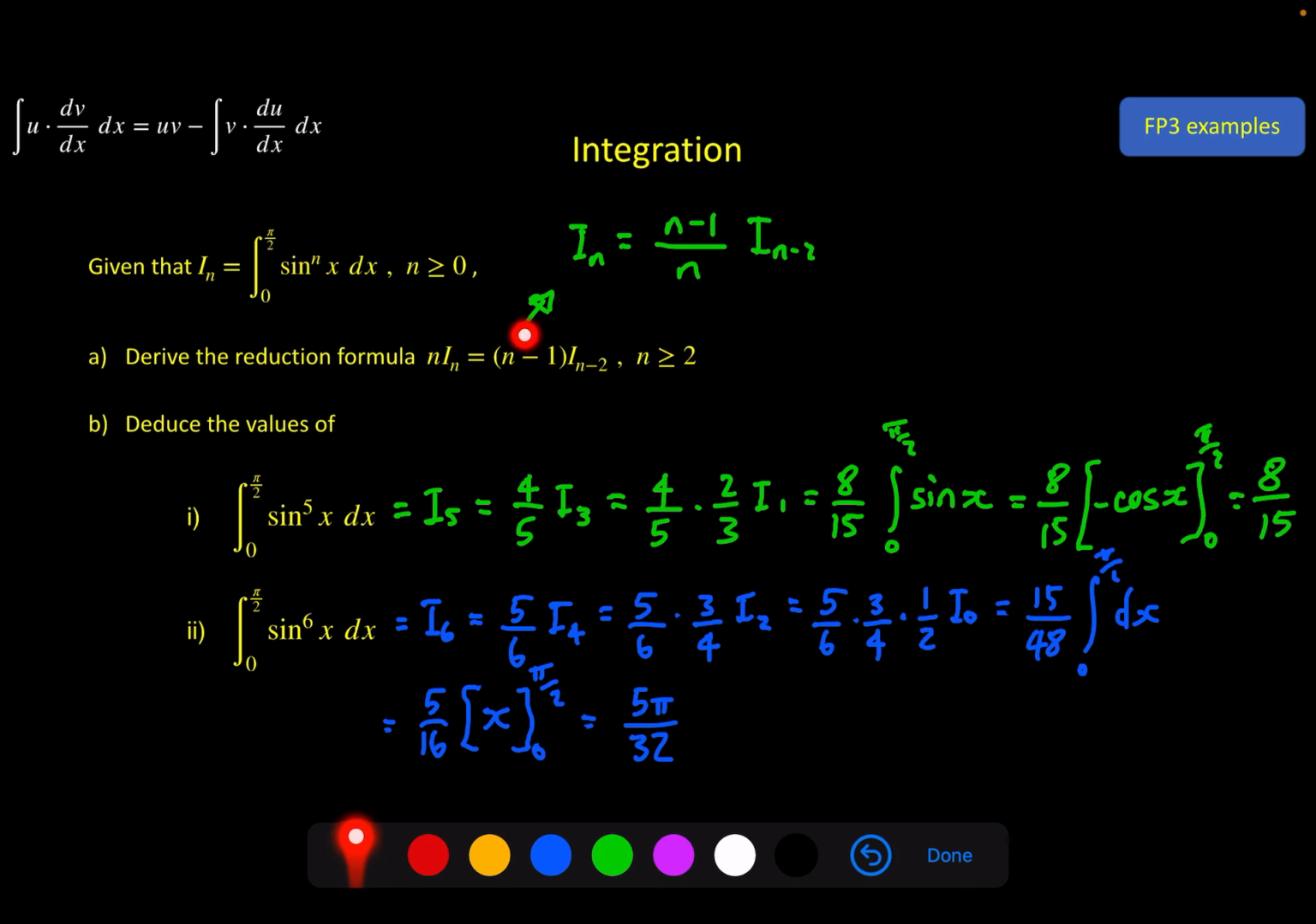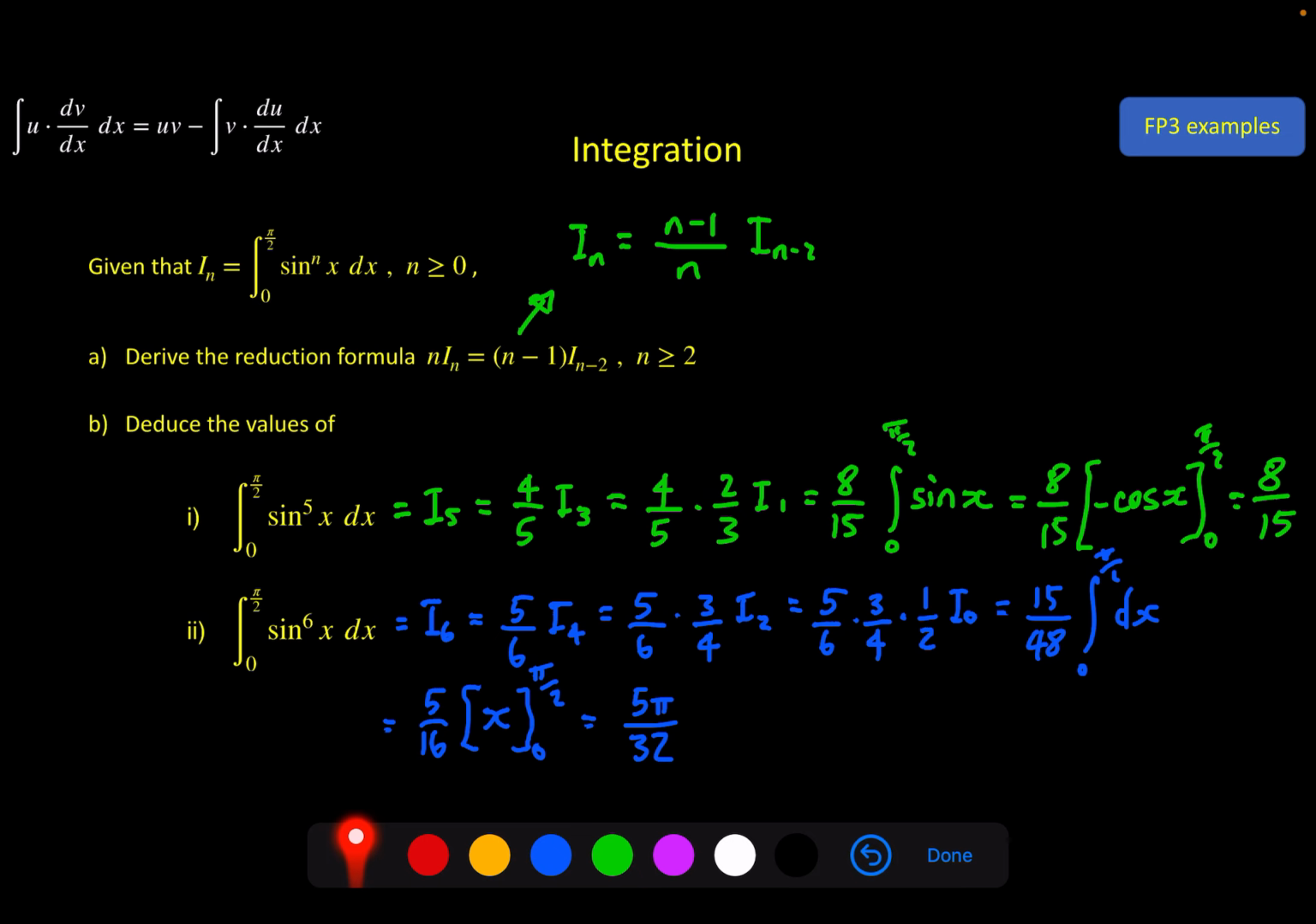So although it was difficult to prove this initially, I hope you can see the power of a reduction formula once you've got it to make something like this or this much easier to calculate without going through integration by parts 3 or 4 times.